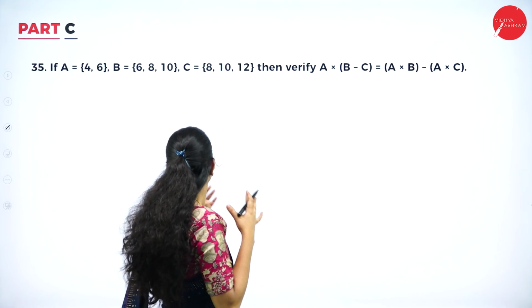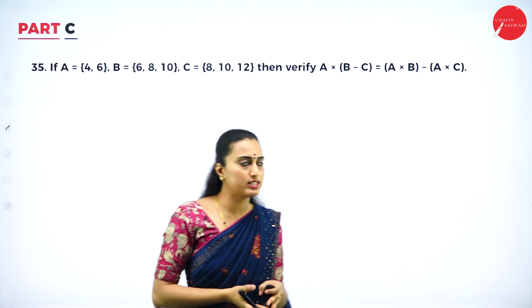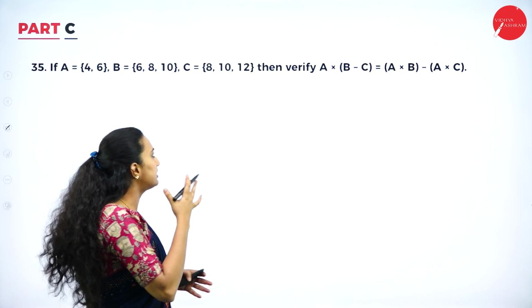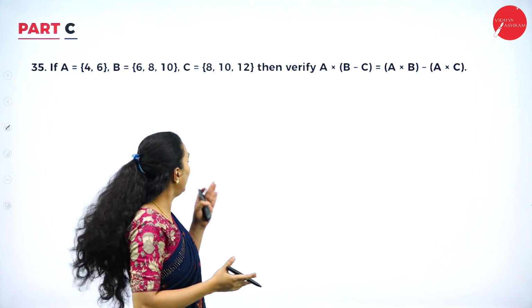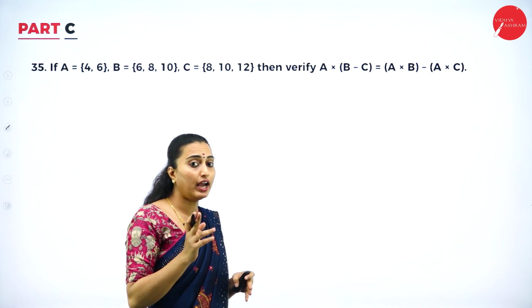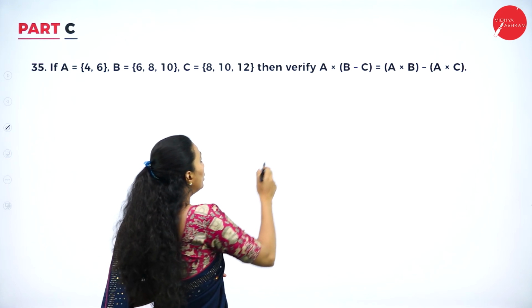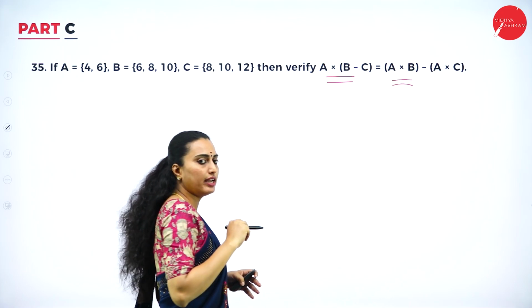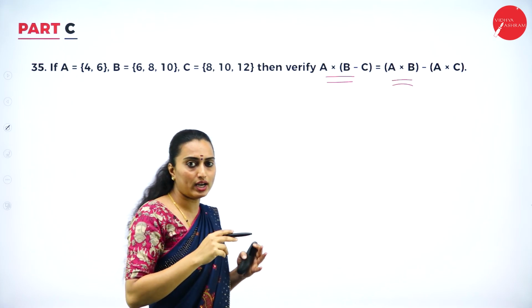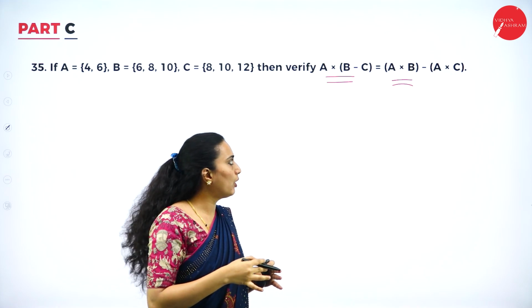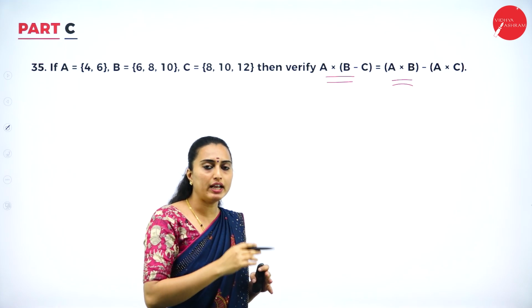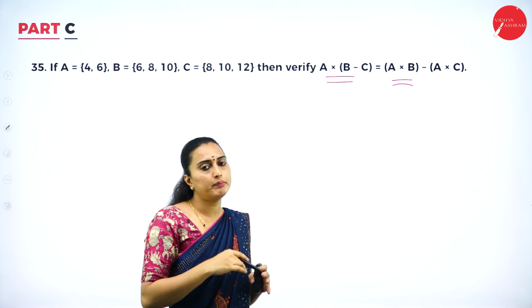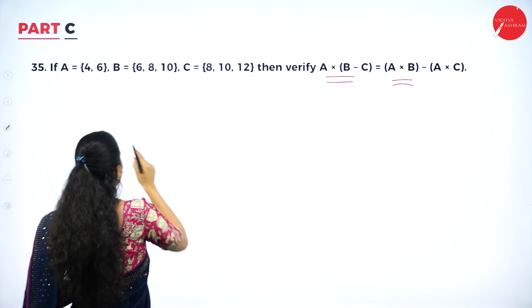What they have asked. If A is equal to {4, 6} and B is equal to {6, 8, 10}, C is equal to {8, 10, 12}, then verify, they've asked. So therefore, you have to verify the left hand side as well as the right hand side. The statement is A cross (B minus C) is equal to (A cross B) minus (A cross C). First, let me take the left hand side. What is the left hand side?